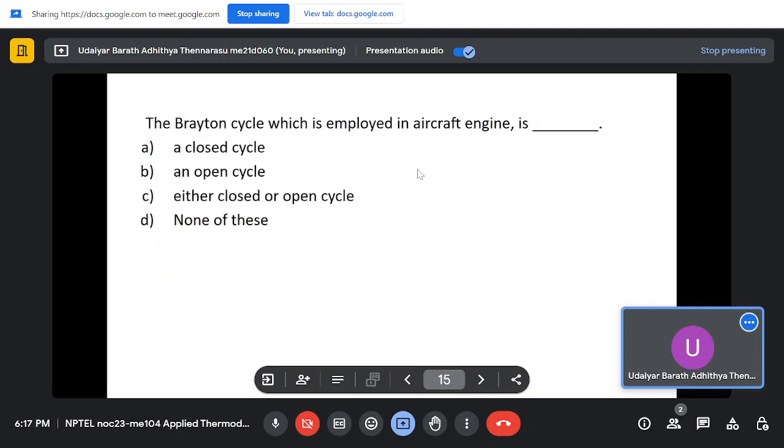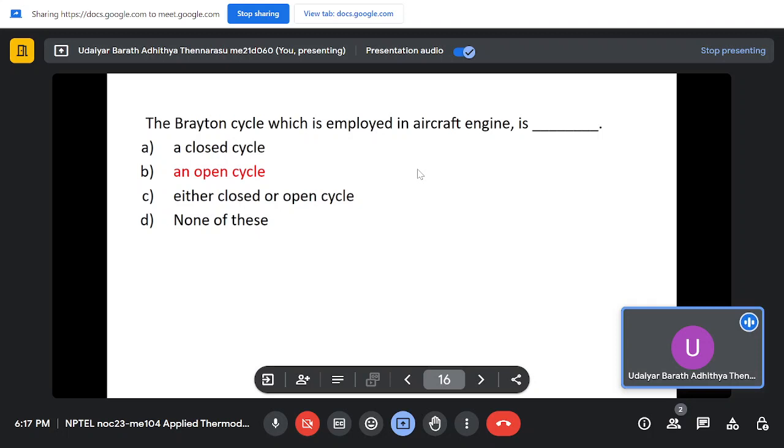Moving on, the next question is, the Brayton cycle which is employed in aircraft engine is dash. A, a closed cycle. B, an open cycle. C, either closed or open cycle. D, none of these. So in an aircraft engine, the Brayton cycle is an open cycle. So the answer is option B.